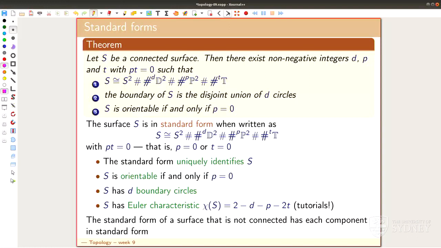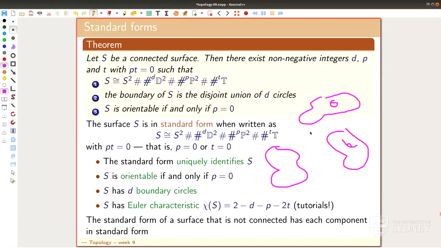Right. And for a not connected one, we would want to put everything in standard form, right? So if you have here a surface, and here's one, and here's one, whatever, you just want to put all of them in standard form. So this should be in standard form, this should be in standard form, and this should be in standard form. Fine. And this uniquely identifies our surface, and we can read off everything we ever need from that decomposition.